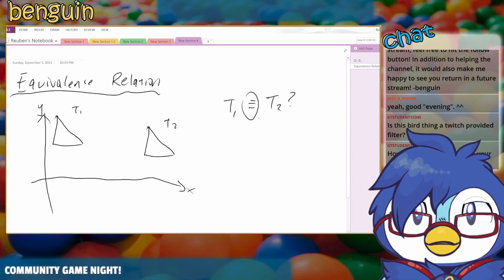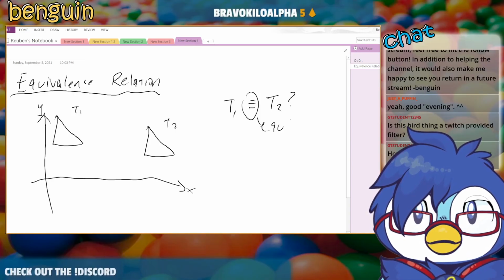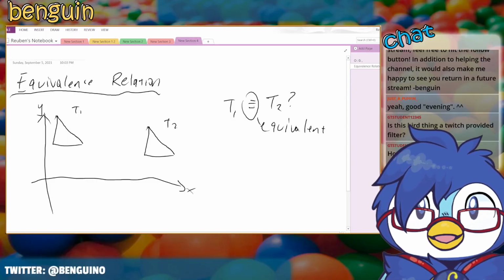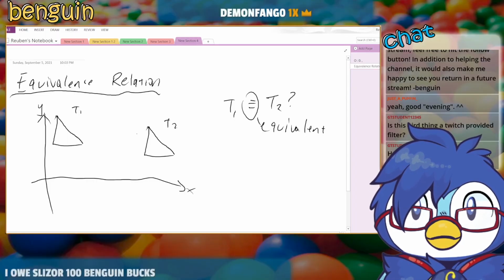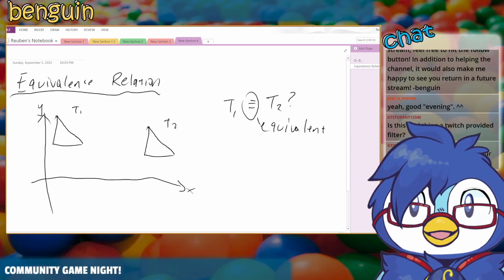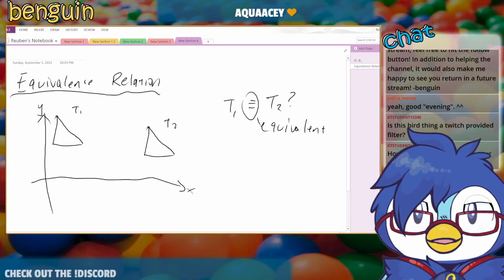We're going to use this notion to mean that they're equivalent, which is a somewhat looser idea of equality. It's like, maybe these aren't the exact same thing, but they're equivalent in some sense. So it's a looser notion of equality.